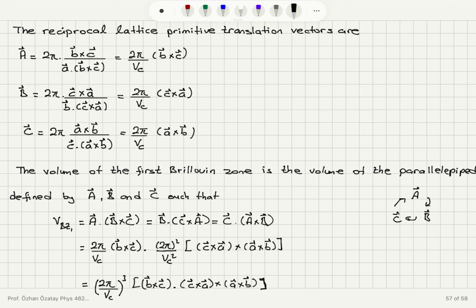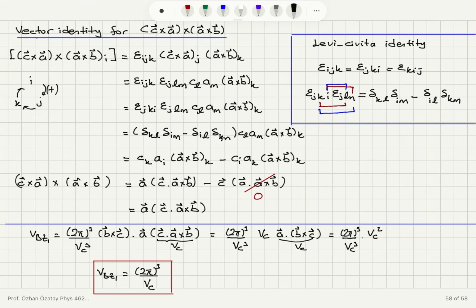We find the volume of the parallelepiped that is defined by these primitive translation vectors capital A, B, and C. That will be the volume of the first Brillouin zone, and it is capital A dot B cross C, B dot C cross A, or C dot A cross B. And we see that this is (2 pi over VC) cubed, B cross C dotted with C cross A cross A cross B. And then we look for the identity for C cross A cross A cross B by taking the ith component. This is epsilon ijk. The first vector is the jth component, the second vector is the kth component.